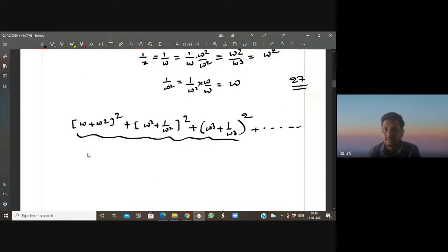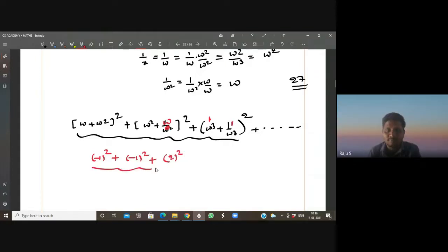What about this omega, plus omega square? Minus 1. Yes, minus 1 the whole square plus. What is this, 1 by omega square means omega. Again omega plus omega square, minus 1 whole square. Then what is omega cube? 1. What is 1 by omega cube? 1 square. That is 1 square.